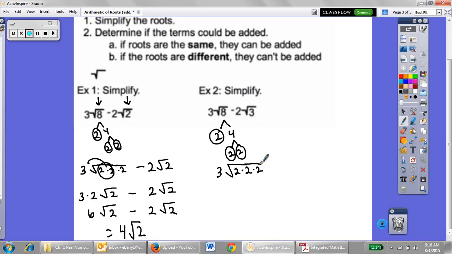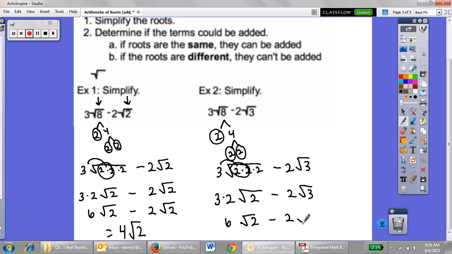So I can bring down this 2 square root 3. 3 can't be broken down, and so I can just leave it as it is. So I do a pair, and it comes out. So this ends up being 3 times 2 on the outside, and 3 is underneath the square root. And simplifying more, 3 times 2 is 6 square root 2, minus 2 square root 3.